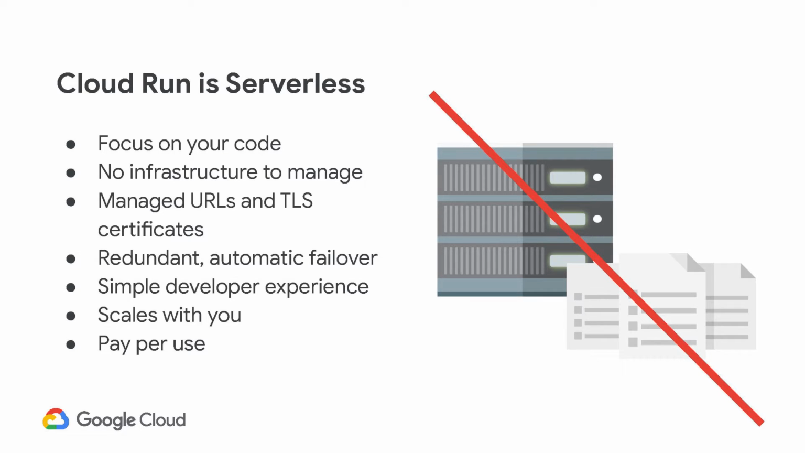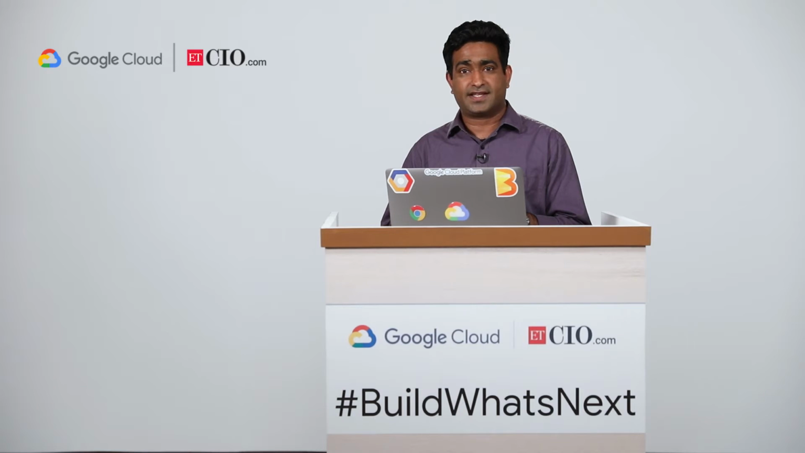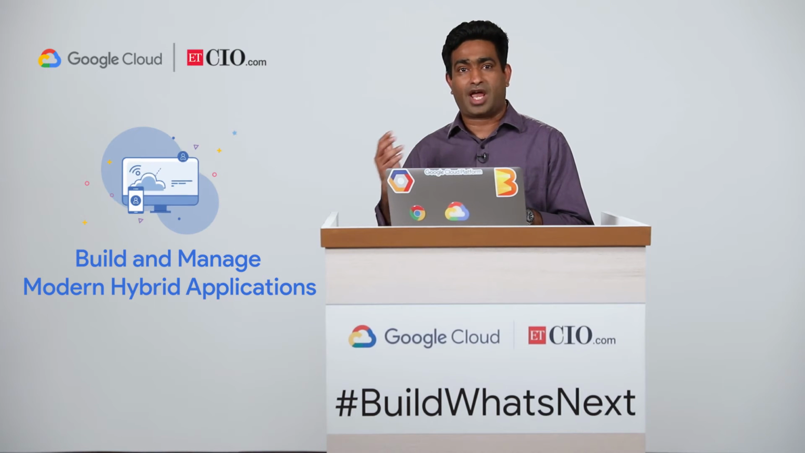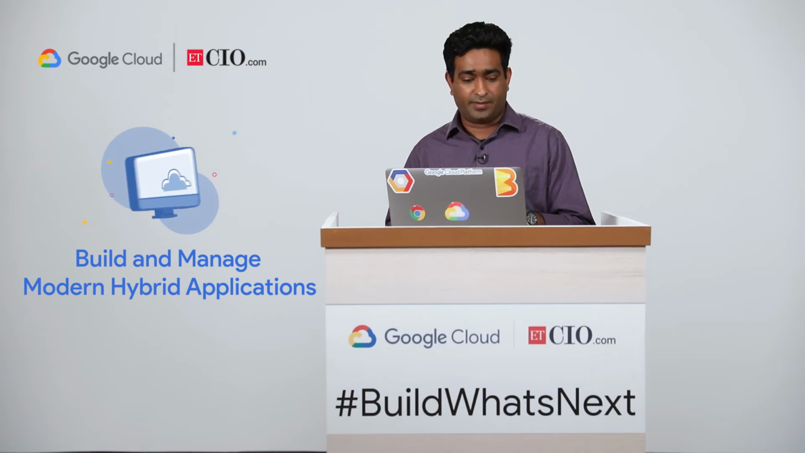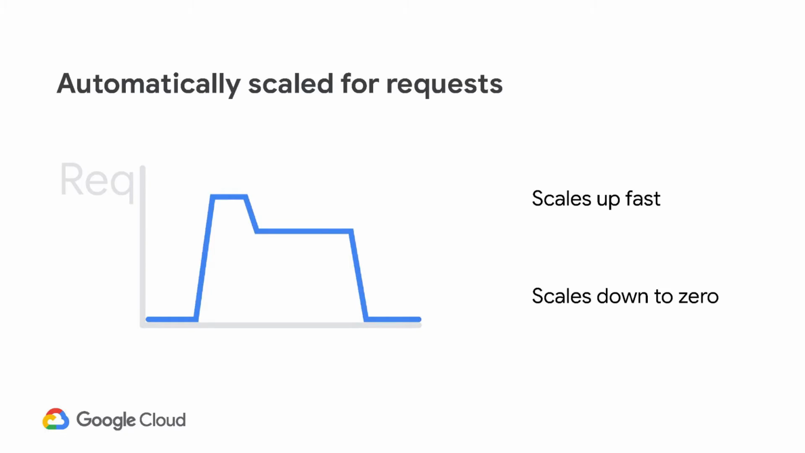So the Cloud Run application is completely serverless. It has all the characteristics of serverless, which means that you only focus on your code, with no infrastructure or servers or nodes that you need to manage from your side. We created an SSL configuration for you for your application to be accessed through HTTPS. We took care of its availability, and Cloud Run applications can scale from 0 all the way up to take care of all your requests which are coming in.